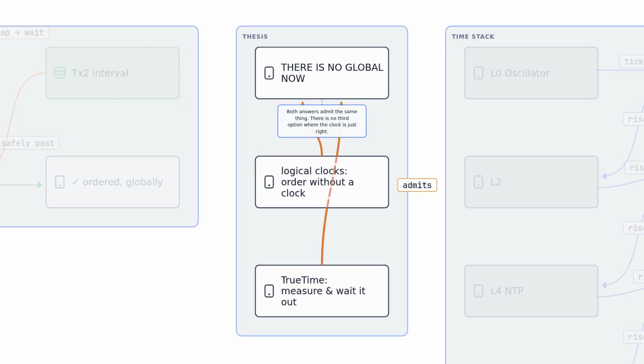And that's the one line to carry out of here. Both answers, logical clocks and TrueTime, admit the very same thing. There is no shared exact instant every machine can read. There is no global now. You order with logic or you measure uncertainty and wait it out. No third option.